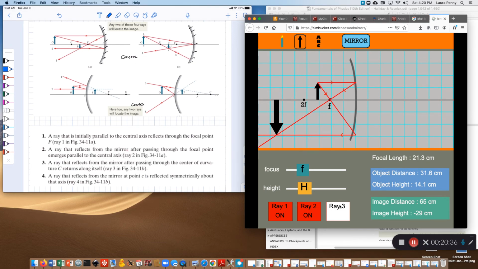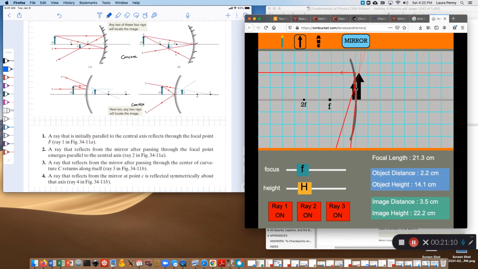There's also a ray that goes straight from the top to the center, to where the central axis hits the mirror, and then bounces back off in that same sort of direction, and that makes a third ray. Notice that all three rays are converging at the same place. The top of this arrow is sending out these three rays, and they're converging at the top of the image of the arrow. And there really is light there.